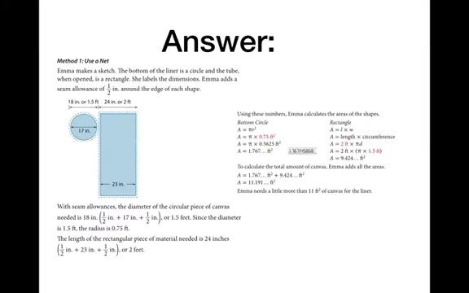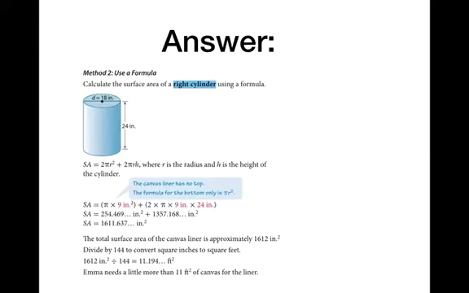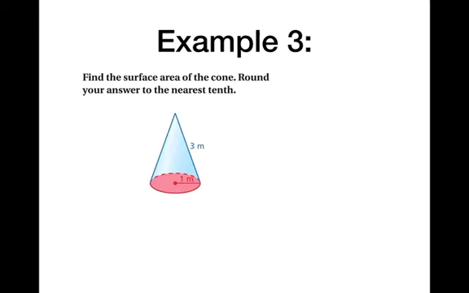All right, and then once again, your answers are typed up there, right? So again, you see that she needs a little more than the 11 square feet of canvas for the liner. Same thing here if you just use the formula. All right, let's switch to cones.